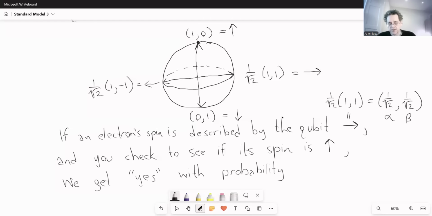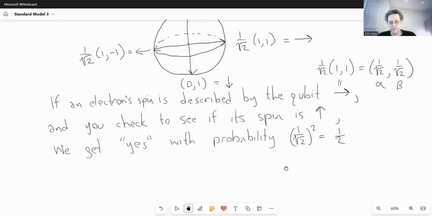And so we know that the probability that something's spin will be up is the absolute value of alpha squared, which in this case is 1 over square root of 2 squared, which is 1/2. So we get yes with probability 1/2, believe it or not. And people have checked that that's actually how it works in real life. You can put an electron in a situation where you know its spin is pointing right, and then do a measurement to check if its spin is pointing up, and you get yes, it is pointing up with probability 1/2, which is incredibly freaky.